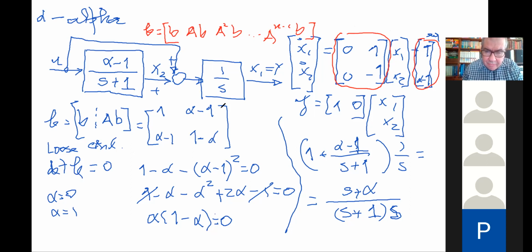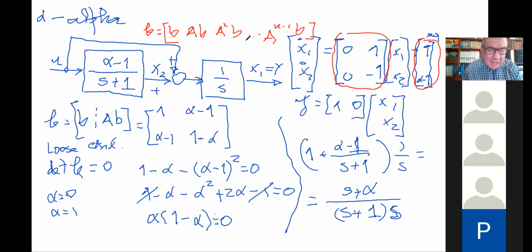Professor, just one question too. If the A matrix was 3 by 3, for example, it would be B, AB, and A squared B? That's right. Okay. Correct. Thank you. In the exam, I will place a problem with n equal to 5. No, for sure not.